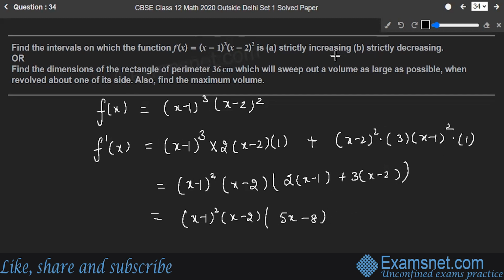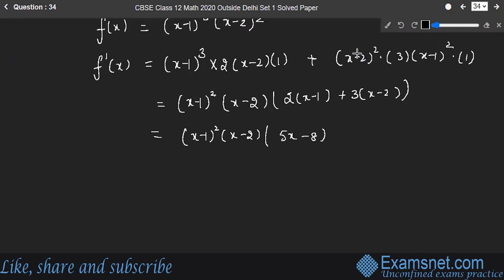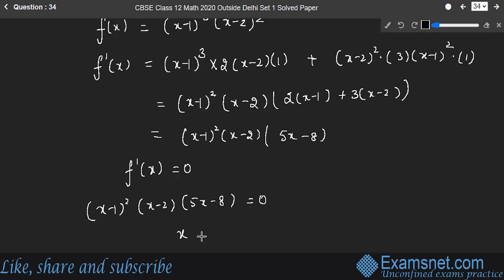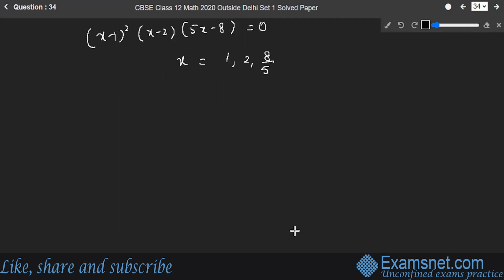For either strictly increasing or decreasing, you know the derivative should be equal to 0, which means (x minus 1) square into (x minus 2) into (5x minus 8) should be equal to 0, which gives you x is equal to 1, 2, or 8 upon 5. These are three possible values, right? At which it may fluctuate. So let's talk about the intervals now.